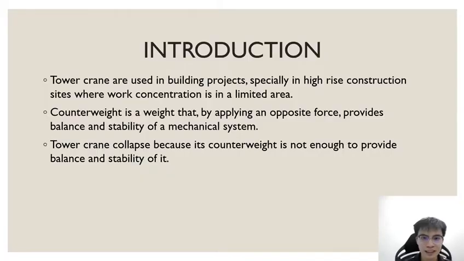First and foremost is the introduction. Tower cranes are used in building projects, especially in high-rise construction sites where work is concentrated in a limited area. Counterweight is a weight that, by applying an opposite force, provides balance and stability of a mechanical system. Tower cranes collapse because the counterweight is not enough to provide balance and stability.